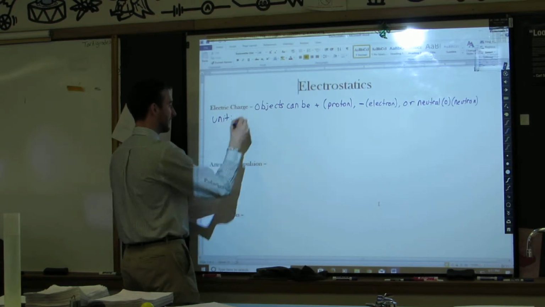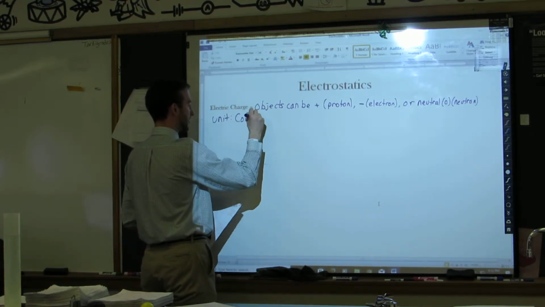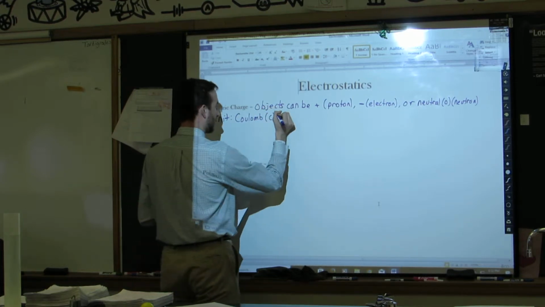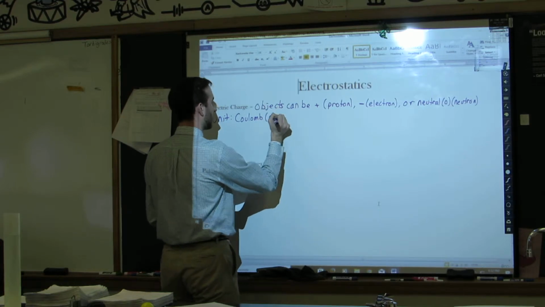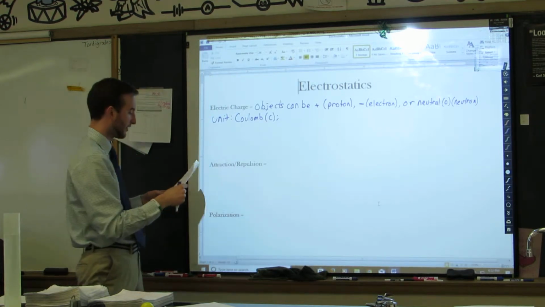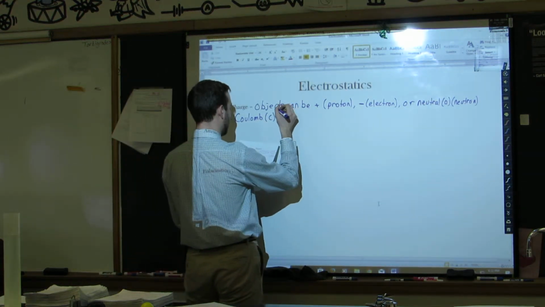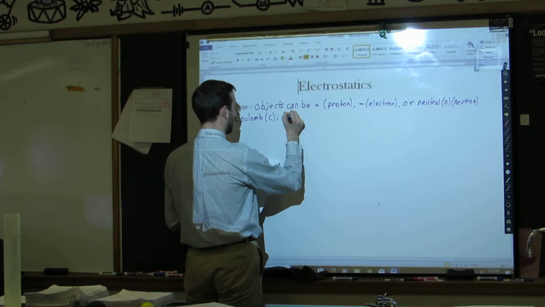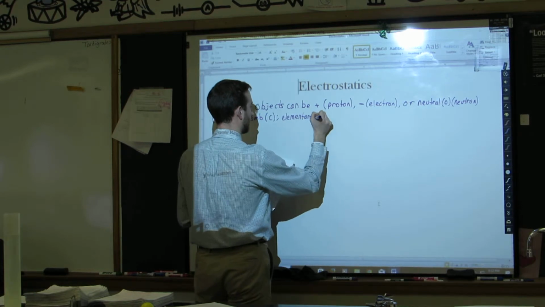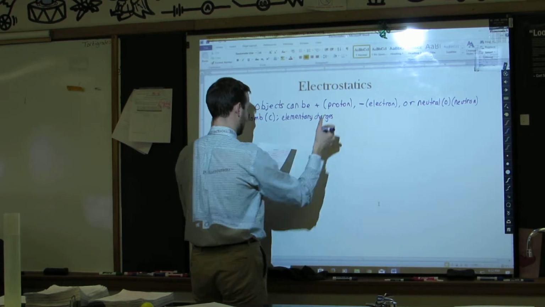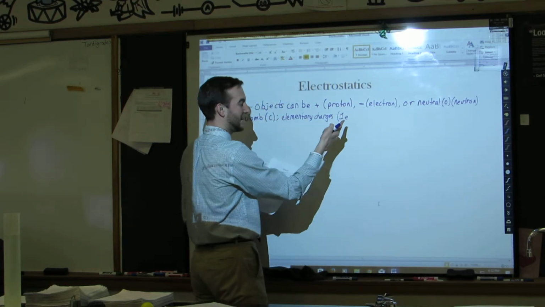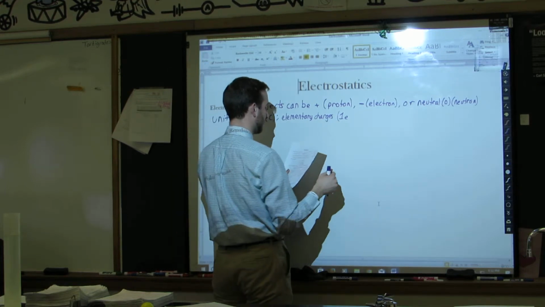The units. Well, there's a couple of units for this. One unit of electric charge is the coulomb, named after a guy named Coulomb, symbolized with a capital C. You can also talk about electric charges in terms of the charges themselves. You can talk about what are called elementary charges. The symbol for elementary charge is e. 1e would mean it's 1 elementary charge.